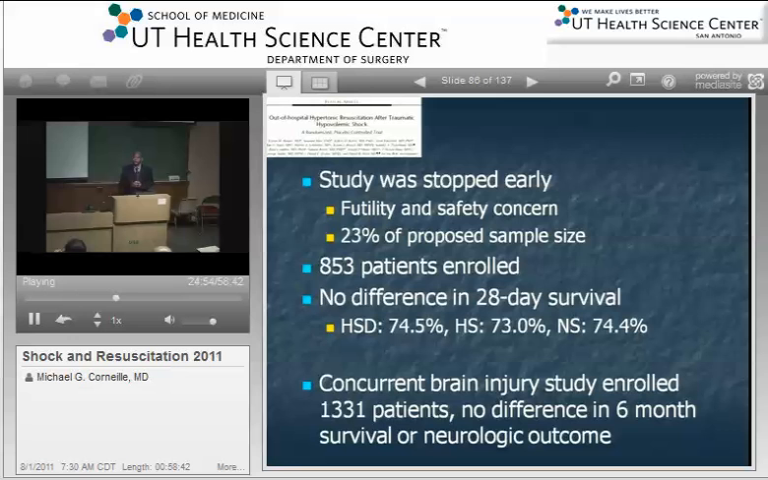The study actually had two major studies concurrently. They looked at trauma patients in hemorrhagic shock. They also looked at brain-injured patients. They were able to enroll 1,331 patients in that study, which was stopped at the same time, and showed no difference in 6-month survival or neurologic outcome.